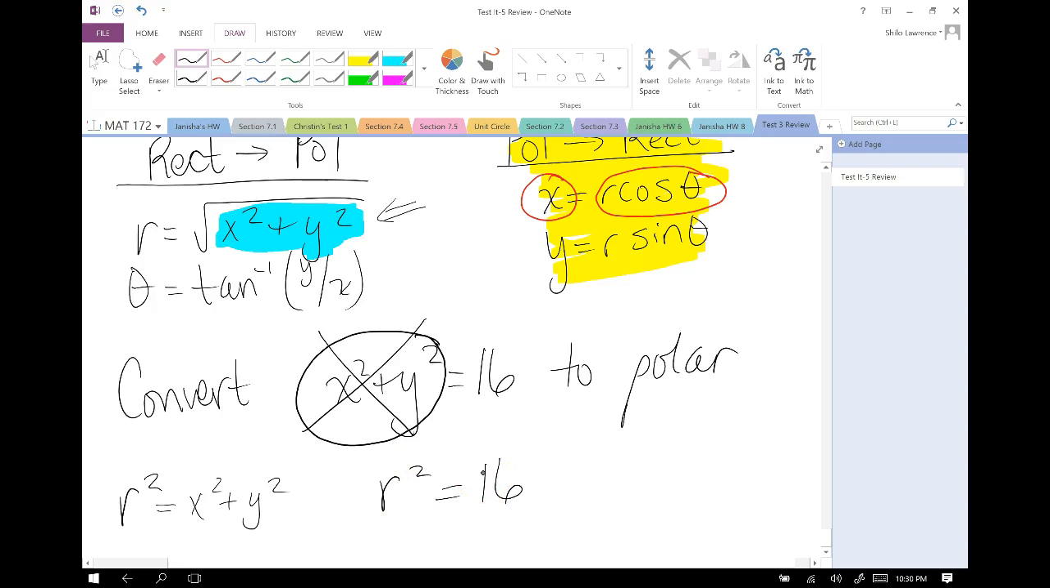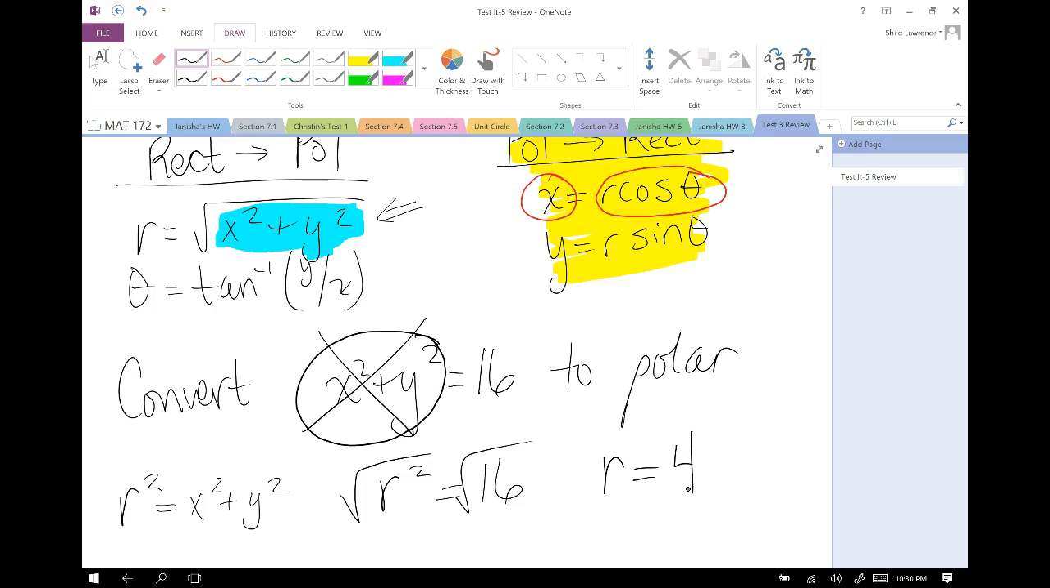And usually with polar equations, we want to solve for r. So you can square root both sides. And the nice thing about polar equations is when you square root, you do not have to put a plus or minus in front. This is just r equals 4.